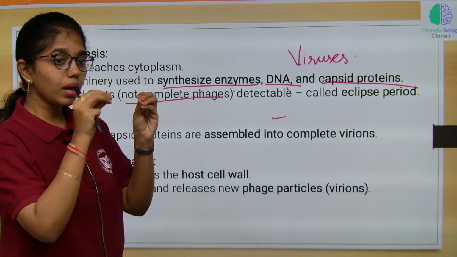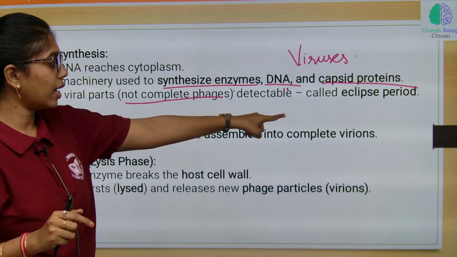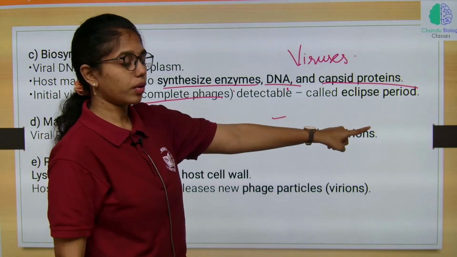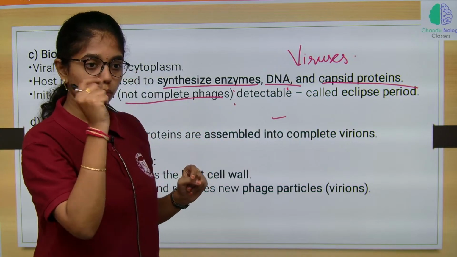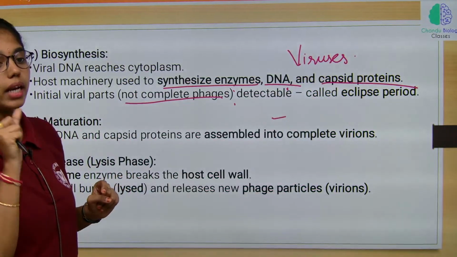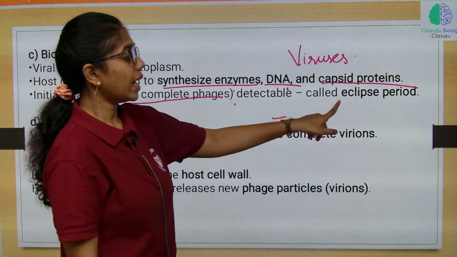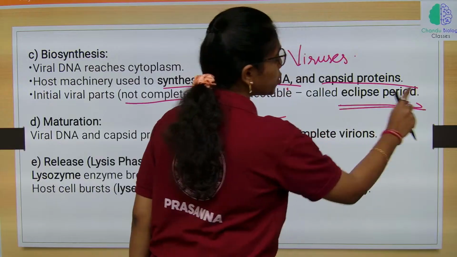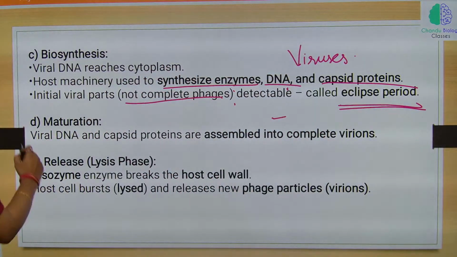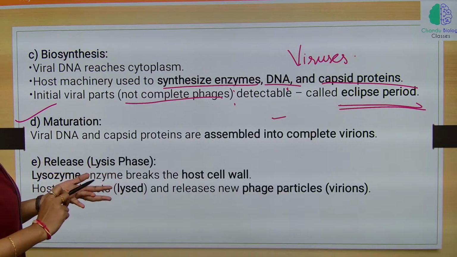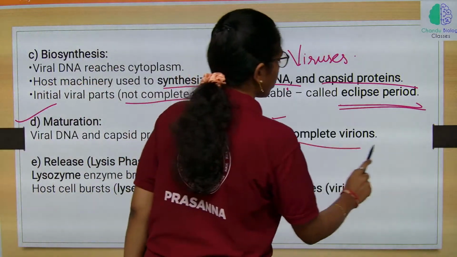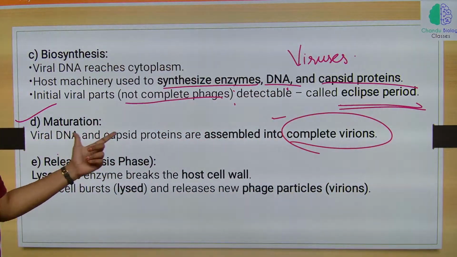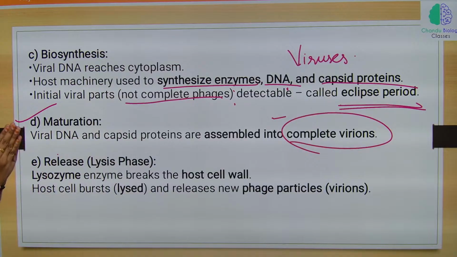That period, where individual particles inside the host cell are not complete phages, is called the eclipse period. Individual components are detected inside the cytoplasm of the host cell. Then comes maturation. Viral DNA and capsid proteins are assembled into what? Complete virions.